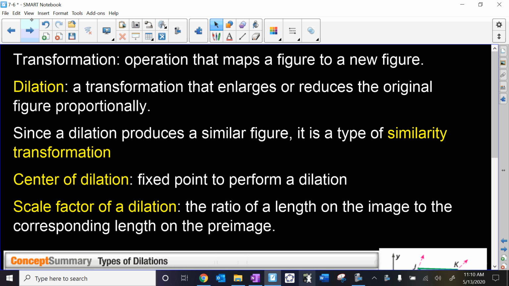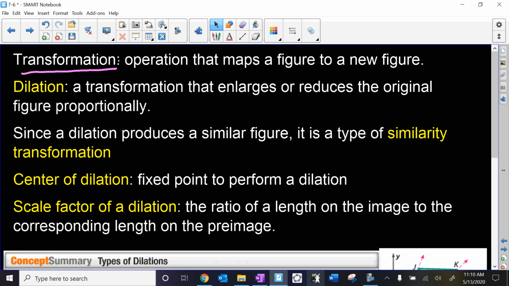So first off, this first word up here, again, was just to get you to understand what a transformation is, where we map one figure to a new figure. And the type of transformation that we're going to look at, I just stated, is a dilation. And a dilation is going to either enlarge or reduce the original figure proportionally. A dilation, we're going to say, is a type of similarity transformation.